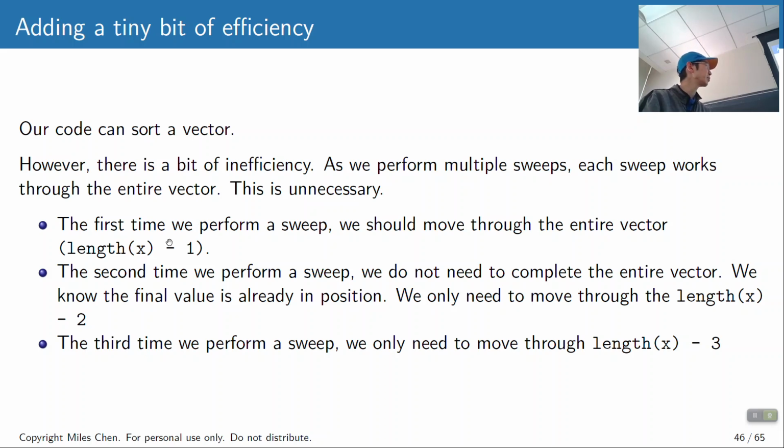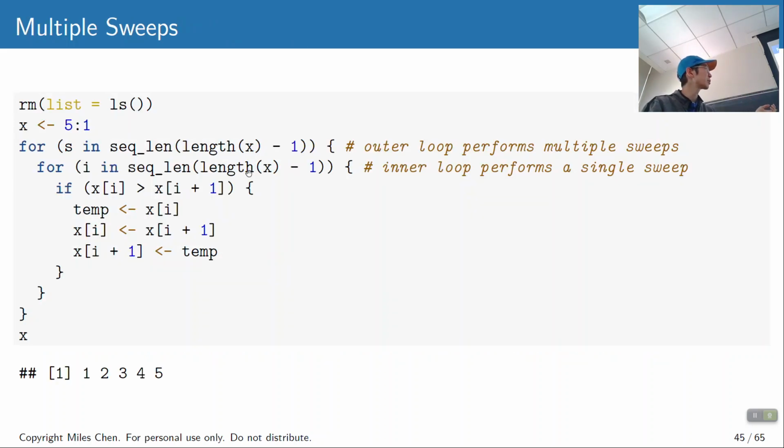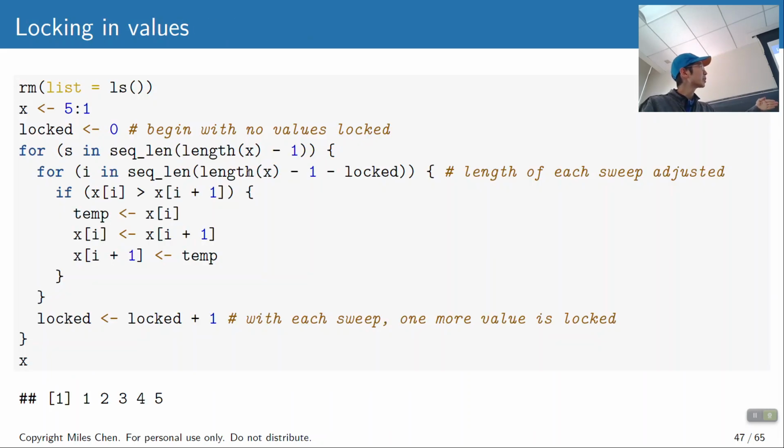So the first time, we move through the entire vector, which is the length of x minus 1. The next time we run it, we run through the length of the vector x, but we can subtract 2. And then the third time we run it, we can subtract off 3, so on and so forth. So we could just make it a tiny bit more efficient, okay, by shrinking how many iterations we have to run through every time we perform this, right? So here I'm going to start off with 0 values locked, okay? And then every time I do this, we are going to increase the number of positions that get locked.